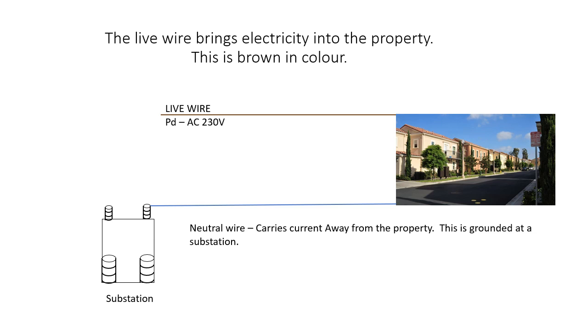To carry current away from the property, we have the neutral wire. And this is a blue wire, and it runs from the property under the ground to a substation. And when it's at the substation, then the electricity is grounded.